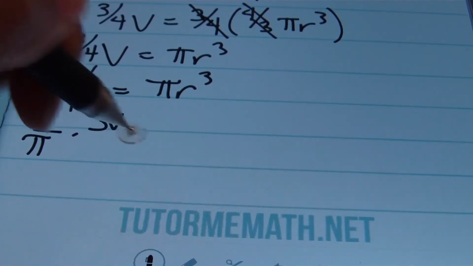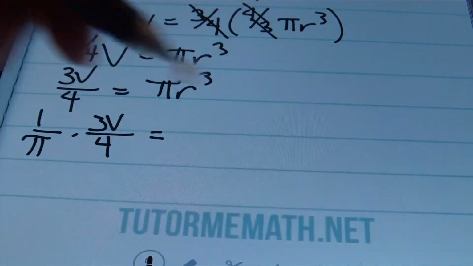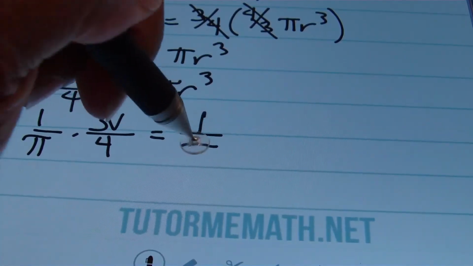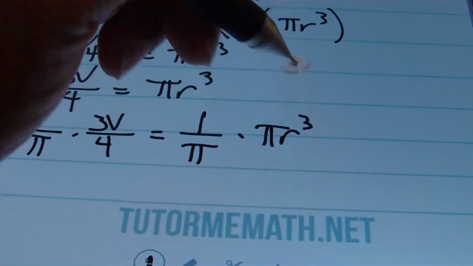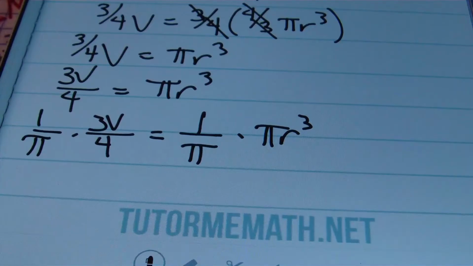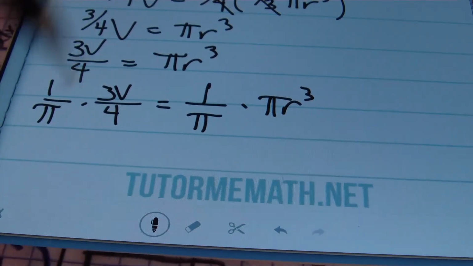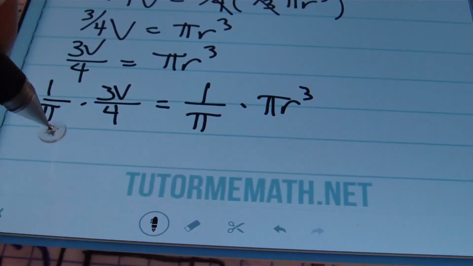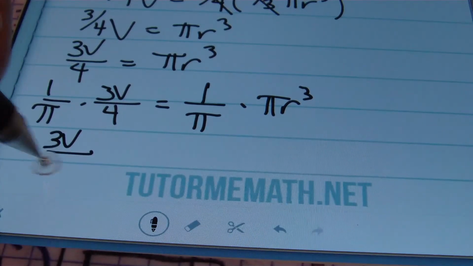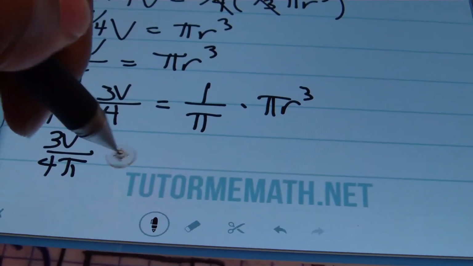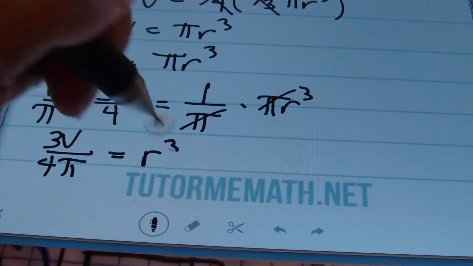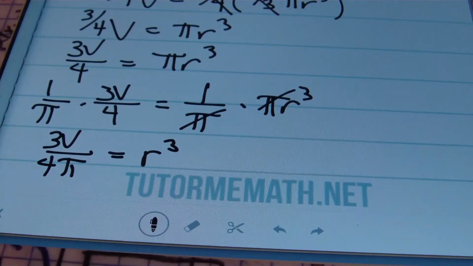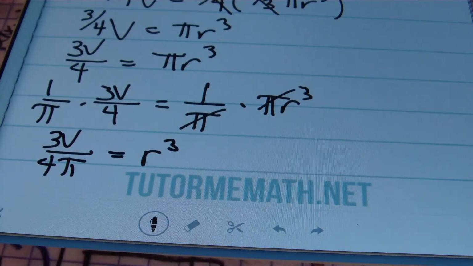It'll look like this. All right, I want it to be clean for you. So this is me pretending to write things in a clean way. Let's see what happens. On the left side, you just multiply straight across. You'll end up with 3v over 4 pi. And then on the right side, your pi's will cancel out, and that will leave you with r cubed. But in order to isolate r, we're going to have to take another step. Let's move on to the next page.